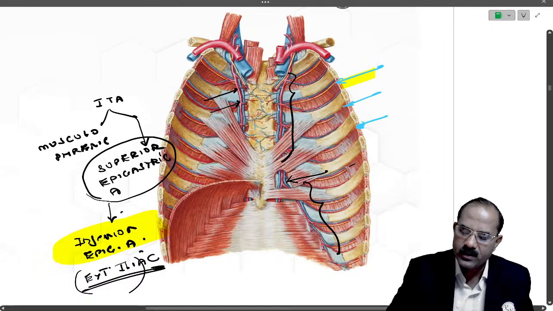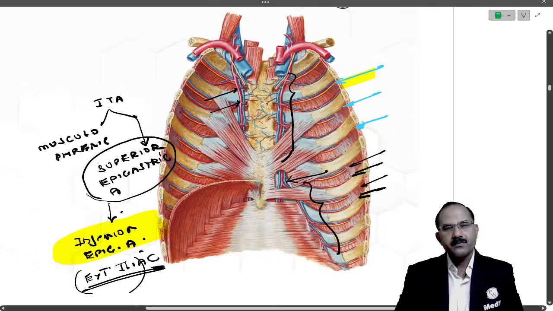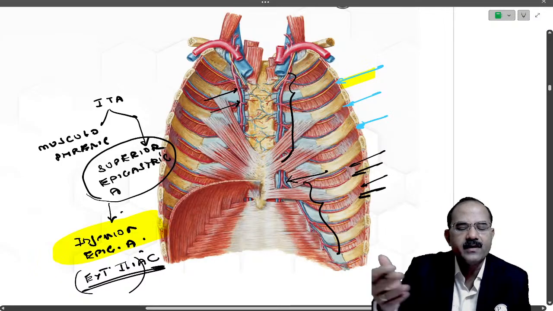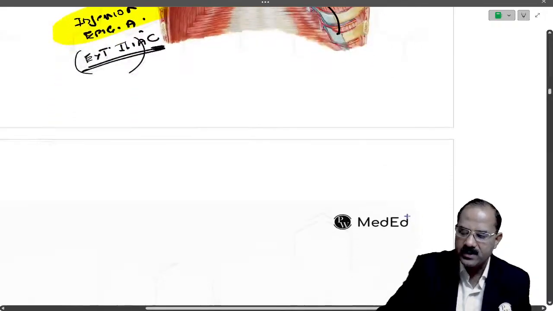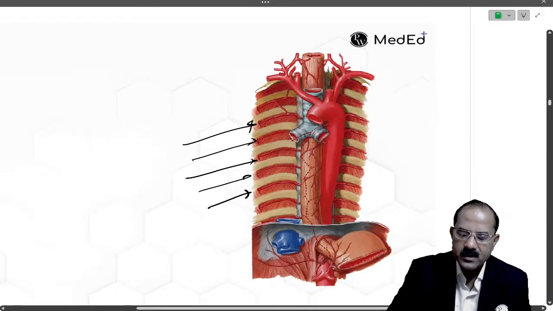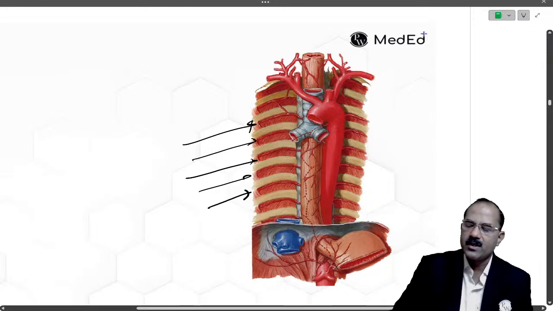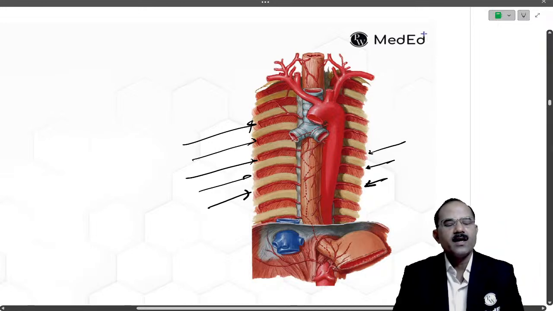Have a look at this. There are 2 anterior intercostal arteries in each space. So this is about the anterior intercostal arteries. Now coming to the posterior intercostal arteries. You can see the spaces. These are the posterior intercostal spaces, so the arteries here are known as the posterior intercostal arteries.